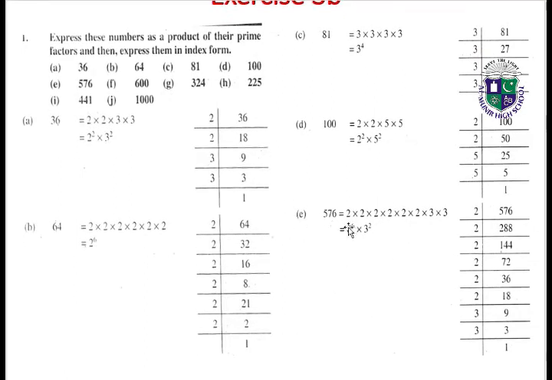Part E, 576. 2 2s are 4, 1 carry, 2 8s are 16, 2 1s are 2, 2 4s are 8, 2 7s are 14, 2 2s are 4, 2 3s are 6, 2 6s are 12, 2 18s are 36, 2 9s are 18, 3 3s are 9, 3 1s are 3. 576: 2 multiplied by 2, multiplied by 2, multiplied by 2, multiplied by 2, multiplied by 2, multiplied by 3, multiplied by 3. 1 2 3 4 5 and 6, 2 power 6 multiplied by 3 square, to index form.